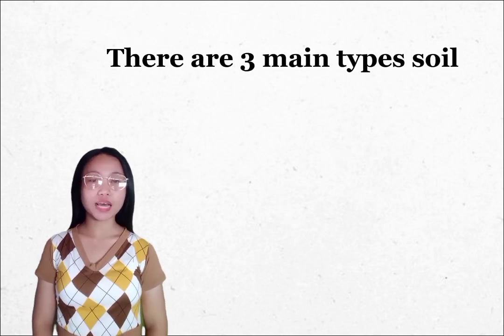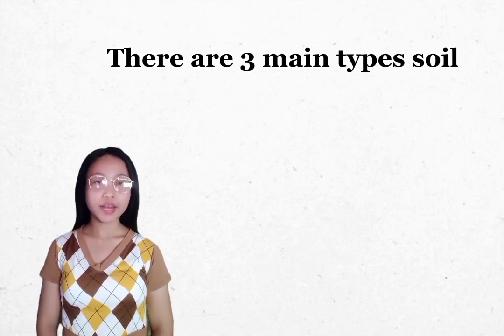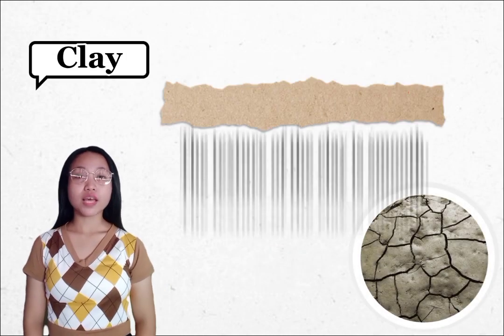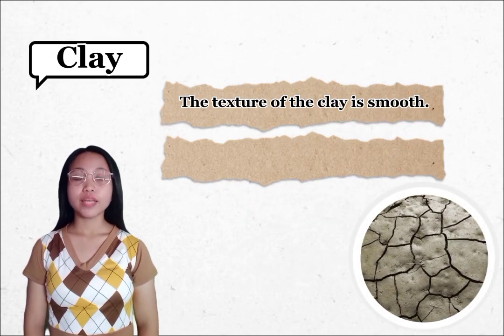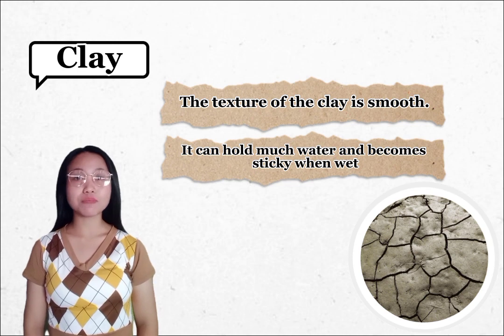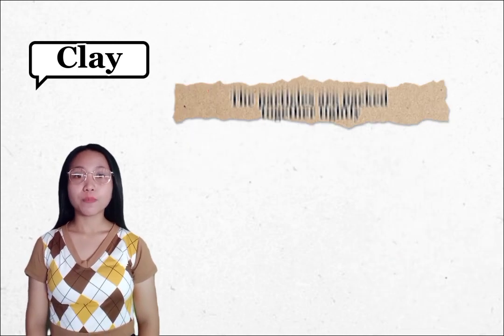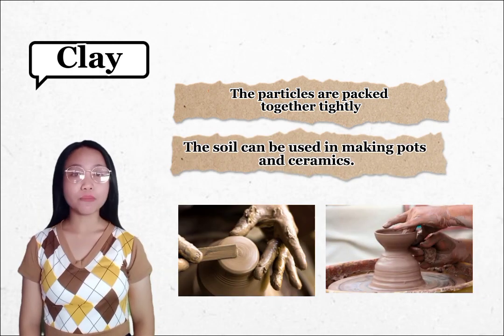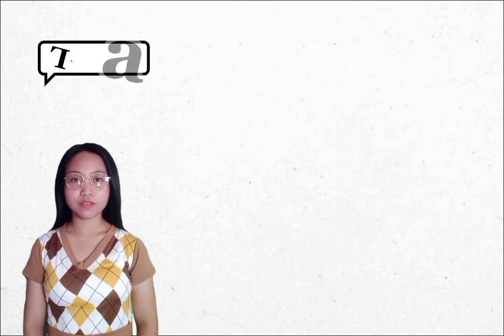There are three main types of soil, namely clay, loam, and sand. Clay. The texture of the clay is smooth. It can hold much water and becomes sticky when wet. The particles are packed together tightly. The soil can be used in making pots and ceramics.